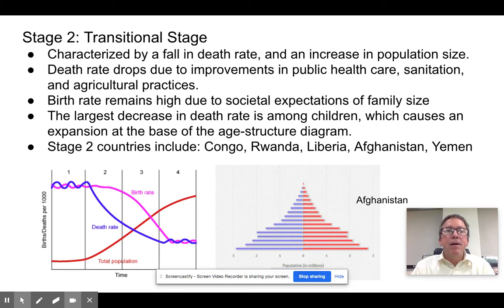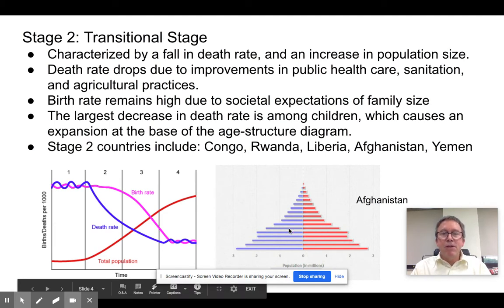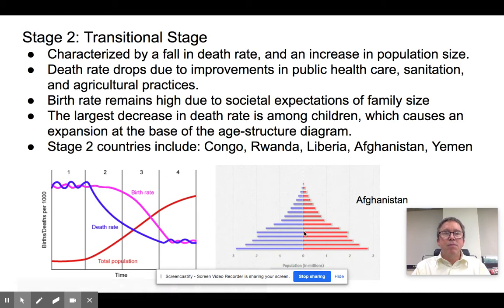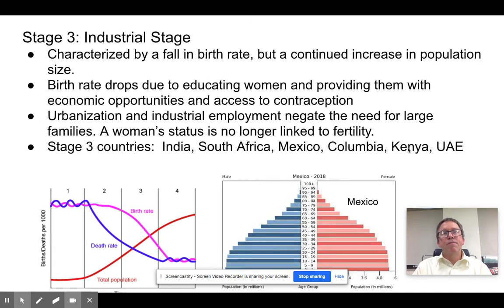Now, unfortunately, in cultures that are in this transitional stage, there's a high infant mortality and a high child mortality. So babies, children under one and children under five, tend to have very high death rates. And as a consequence, we see this expansion at the base of the pyramid. There are a number of countries, and I'm not going to list what they are. I'm going to let you figure that out in an assignment we're doing.